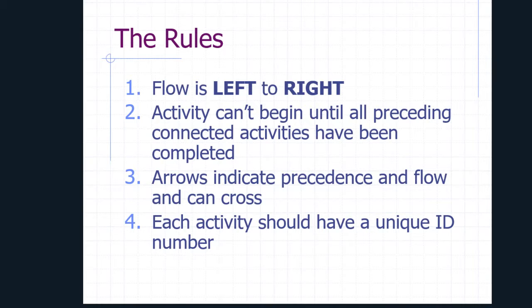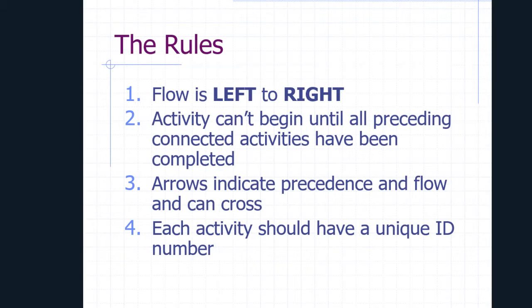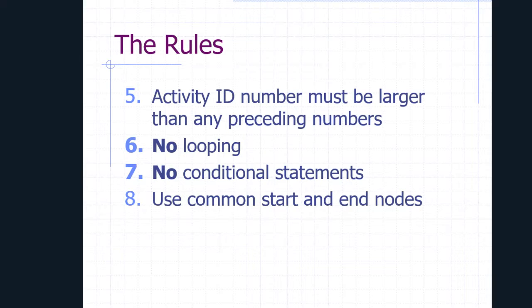Usually when you produce a network and the arrows cross, a little bit like when you're doing flow charts, you can put a little semicircle on the arrow just to show that they're crossing. Each activity should have a unique ID number, and that comes back to what I was saying just now and what we talked about last week.